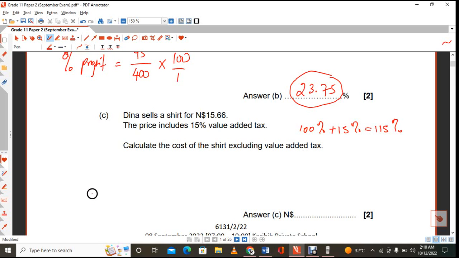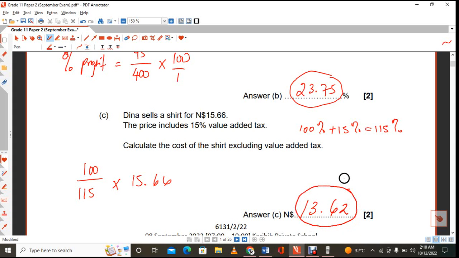Okay, right. But we're looking for the original cost. Since we don't know what it is, we say it's reverse percentages. Therefore, the 100 comes on top, and the 115 comes underneath, and you simply multiply that by $15.66. Once you multiply that, you get about $13.62, of course, to the nearest cent.